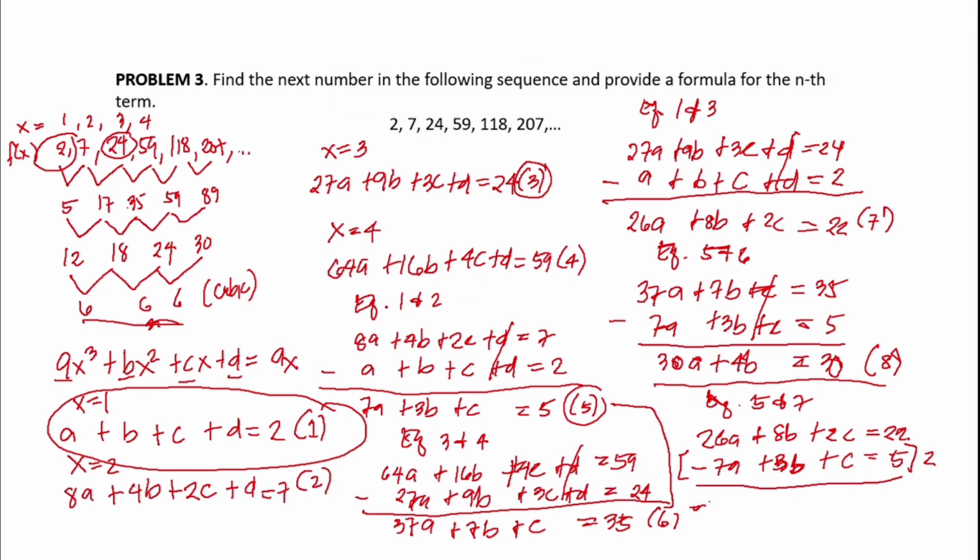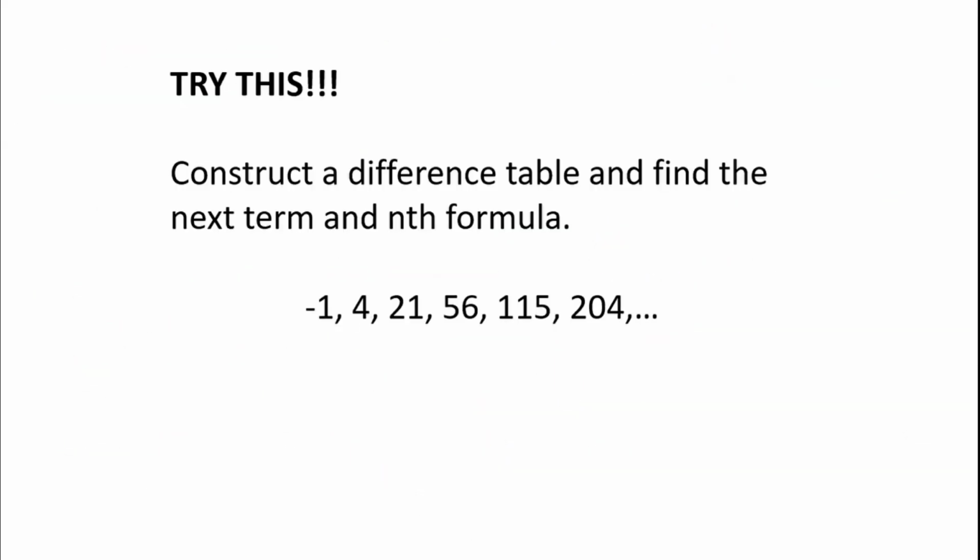That's all about number 3: find the next term in the following sequence and provide the formula for the nth term. Alright, so let's proceed with the Try This. First, construct a difference table and find the next term and the nth formula, or the xth formula. We have here the sequence: -4, -1, 4, 21, 56, 115, and 204. We need to find the next term and the nth formula by using the difference table.